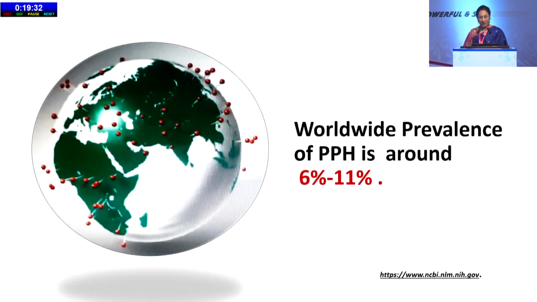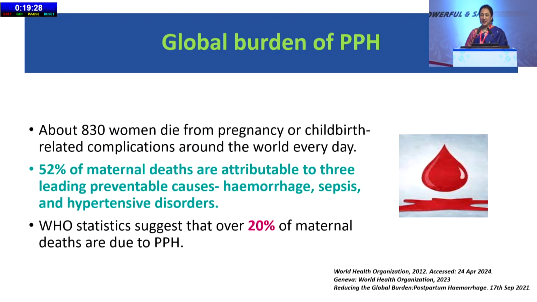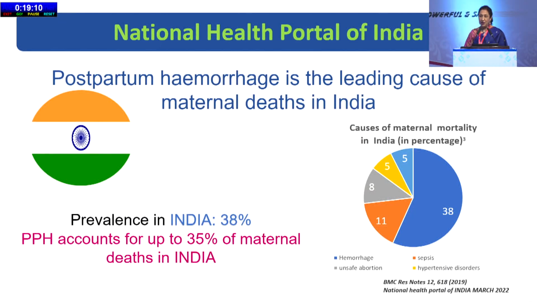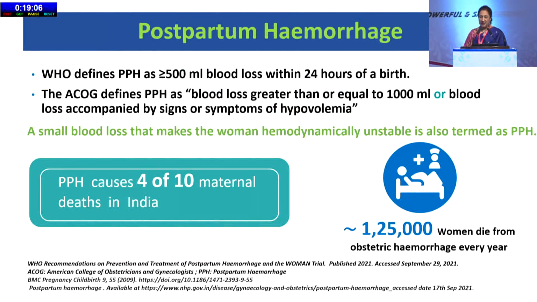Coming to my topic of comprehensive management of PPH, the worldwide prevalence of PPH is around 6 to 11%, and 52% of the maternal deaths are attributed to three preventable causes: hemorrhage, sepsis, and hypertensive disorders. WHO suggests that over 20% of the maternal deaths are due to PPH. And if we look into India, PPH accounts for 35% of the maternal deaths. So every 4 out of 10 maternal deaths in India are due to PPH.